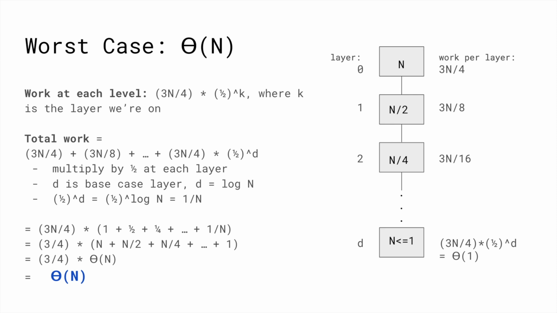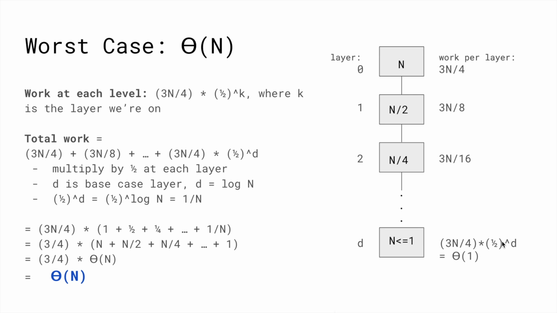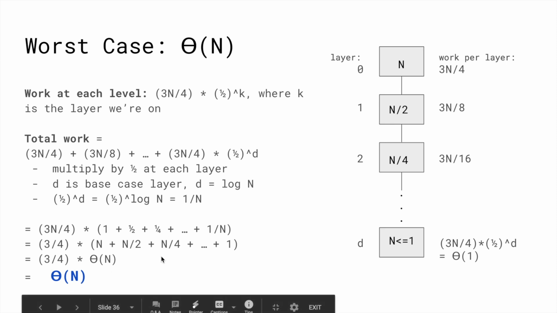Going through the intuition for this, whenever we have a geometric series where we're having the amount of work we do at every step, we expect the work to be dominated by this top node. So intuitively, we would expect this to be theta of n, and this math also checks out.